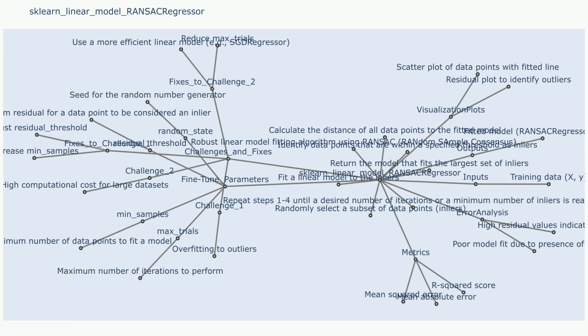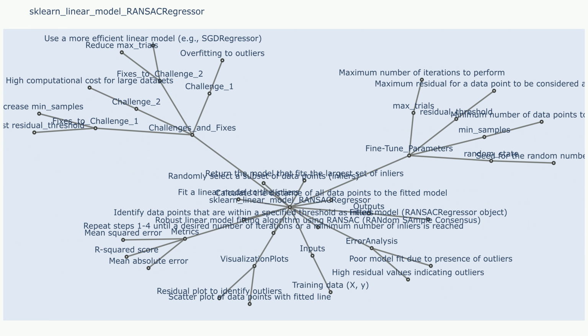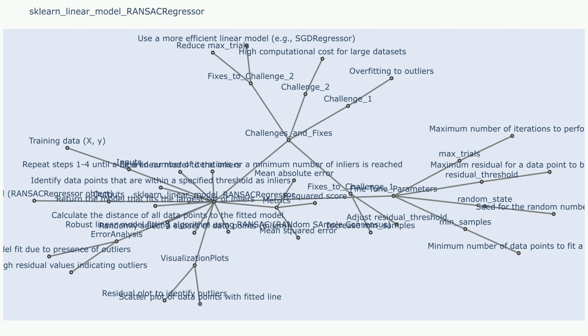subset. Then, it measures the error between the fitted model and the rest of the data points. The data points with low errors are considered inliers, while those with high errors are considered outliers. This process is repeated multiple times, and the model with the highest number of inliers is chosen as the final model. Inputs: X, the training data, represented as a 2D array.